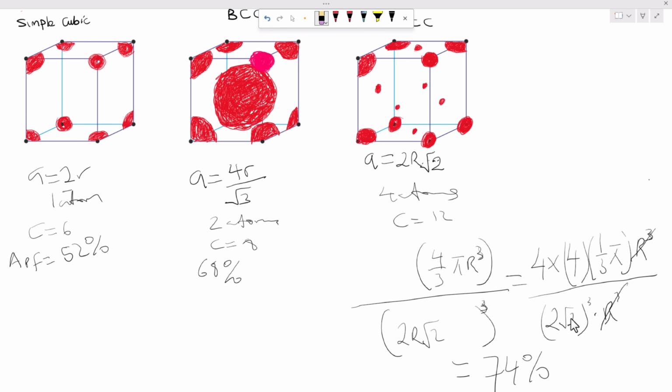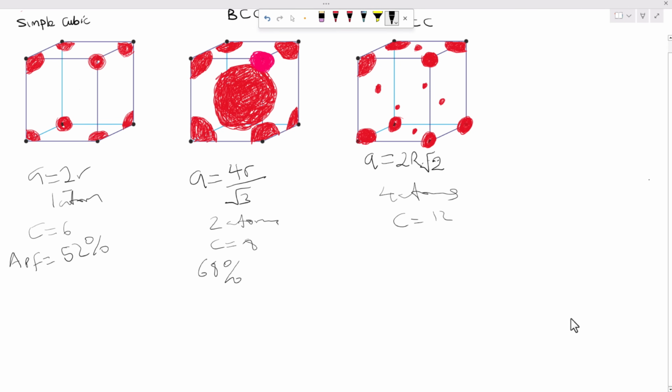Now go ahead, erase all of this and just write this: 74%. Yeah, that's all for it. And notice it's all in volume.